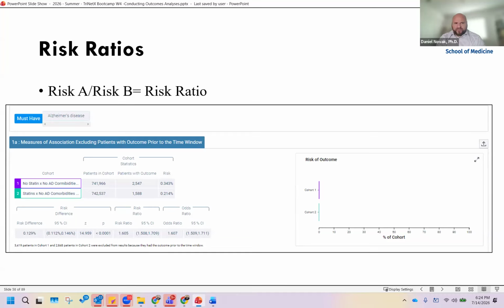Let's talk about risk ratios though, right? Your risk ratio is basically the risk of A divided by the risk of B. So if you divide 0.34 by 0.21, you get roughly 1.605. That's pretty straightforward. That's the risk ratio, and it is one of the most common numbers that people use to report some of these differences. That means your risk is 160%, or 1.6 times greater, if you're in group one than if you're in group two.